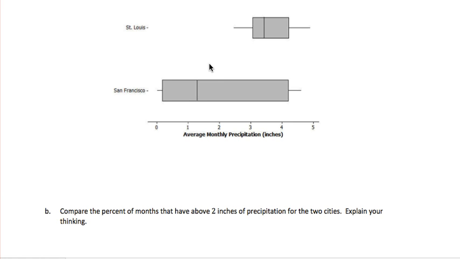So while the variability is quite different, what we're really saying is that in St. Louis, it rains way more frequently, and having more rainfall when it does rain as well.